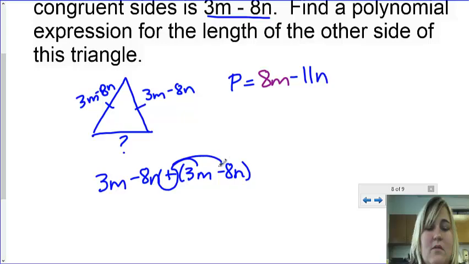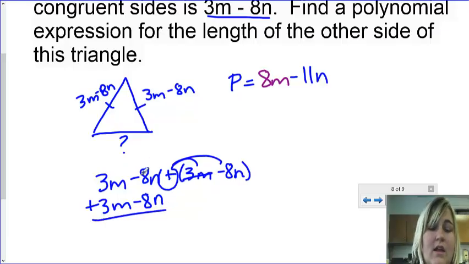And I'm going to take that positive to both. It doesn't change my sign. So 3m, I'm going to add 3m to 3m because they're like terms. Negative 8n, I will stack under its like term, which is negative 8n. And then I have negative 8n minus 8n is negative 16n. 3m plus 3m is 6m.